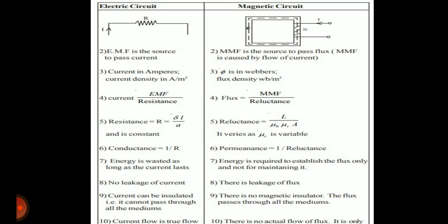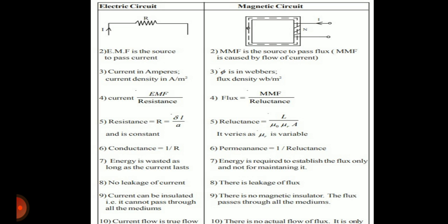There is no leakage of current. Current only follows the path of the conducting line; it cannot leak through that line. There is a leakage of flux from the magnetic core. Current can be insulated, that is, it cannot pass through all the mediums. There is no magnetic insulator. The flux passes through all the mediums.